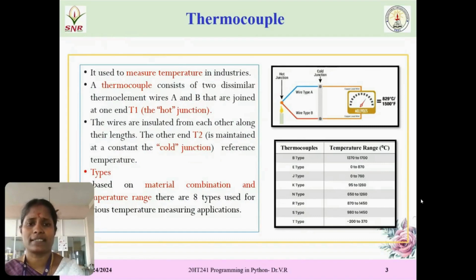Thermocouple. A thermocouple is a sensor which is used to measure temperature in industries. It consists of two dissimilar metals that form a junction, called the hot junction and the cold junction, which is used to measure the temperature of a medium. Based on the material combination, a variety of thermocouples are used in industries. The most widely used are J-type and K-type thermocouples, in the range of 0 to 1260 degrees Celsius.